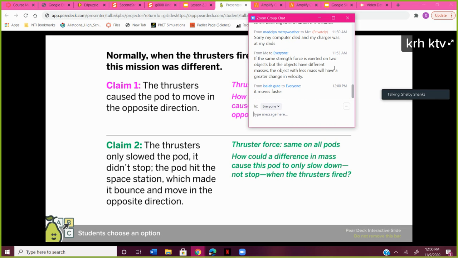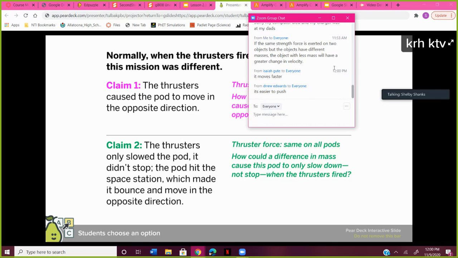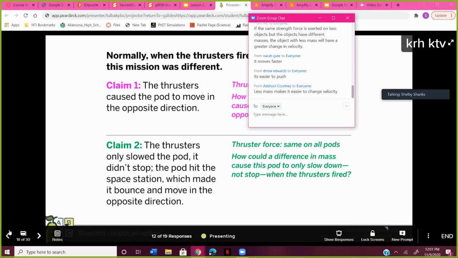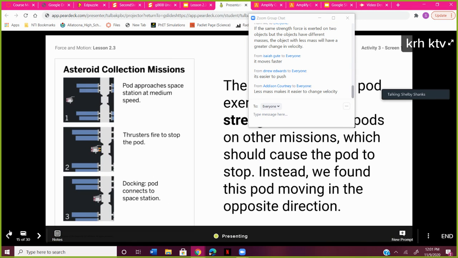What about the velocity changes if something has less mass? What did we just see in our key concept? Drew says it's easier to push. Less mass makes it easier to change velocity. Perfect, Addison. That is literally exactly what our key concept just said.